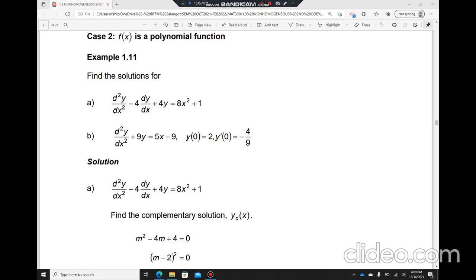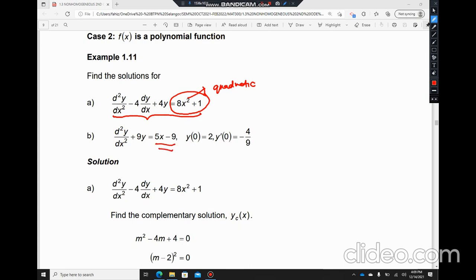Okay, so next case number 2, when you are given fx is a polynomial function. Sebenarnya step dia sama juga macam constant. Cuma beza kat sini, dia bagi non-homogeneous, tapi kat sini adalah polynomial, which this one is quadratic. Kalau tengok yang ni function kuadratik sebab 8x square plus 1, and then this one is a linear 5x minus 9. Okay, so kita tengok one by one.